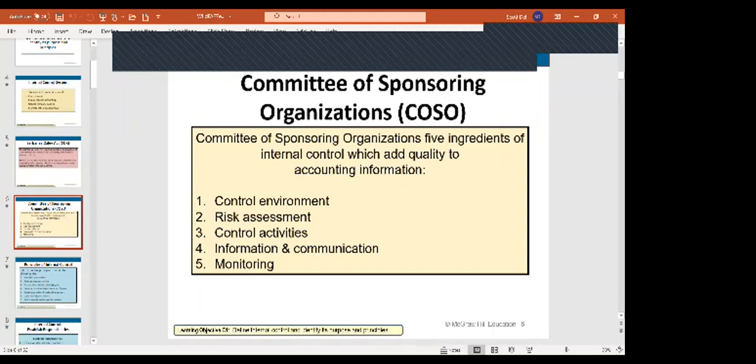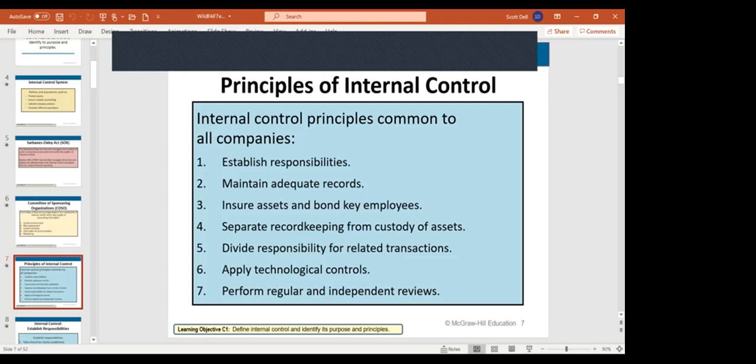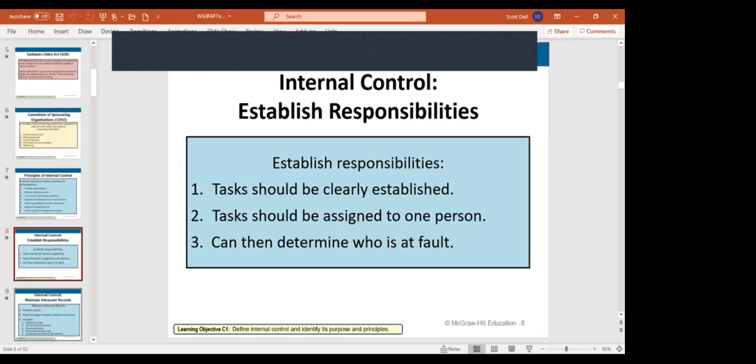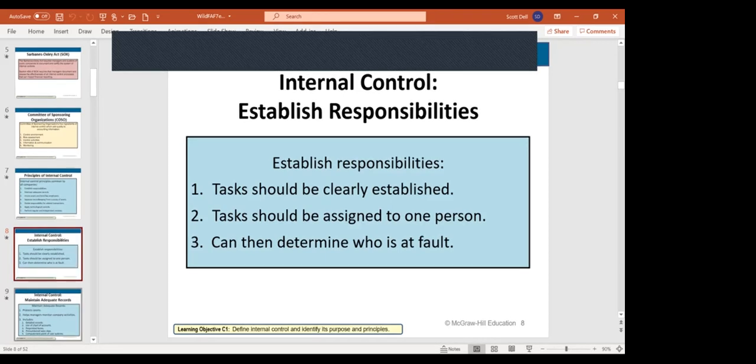All right. I'm not going to mention a lot about COSO. It also came out as part of SOX, Sarbanes-Oxley. But the Committee of Sponsoring Organizations deals with internal control and that Section 404 stuff. We took a look at this, the principles of internal control, but let's talk about some of the principles. Things like established responsibility. Who is responsible? We need to clearly establish who is responsible.